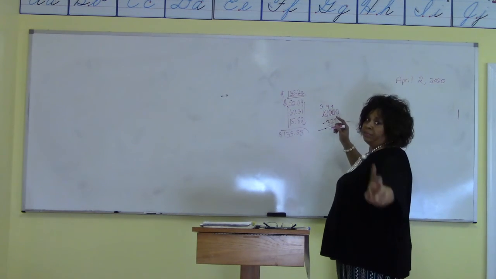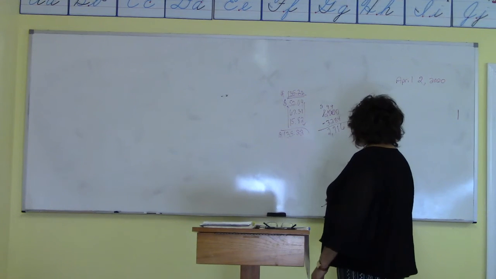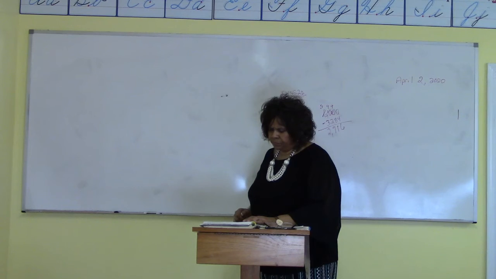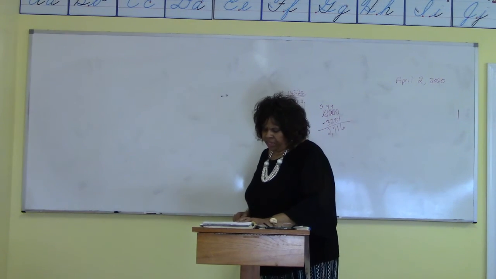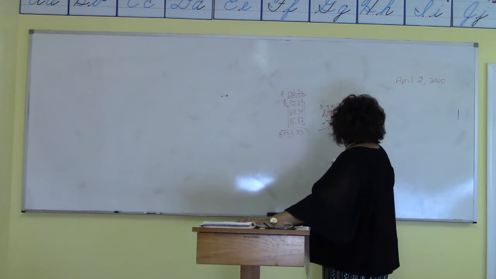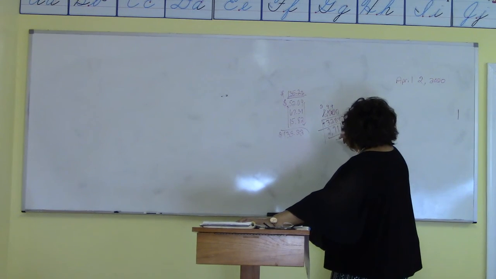Now you can subtract. 4 from 10 is 6, 8 from 9 is 1, 2 from 9 is 7, and 3 from 5 is 2. Your answer should be 2,716. Okay? Which it is, and what you do, you take these 2 numbers right here. It's no longer subtracting because you're adding. You will add these 2 numbers right here, and you should get 6,000.